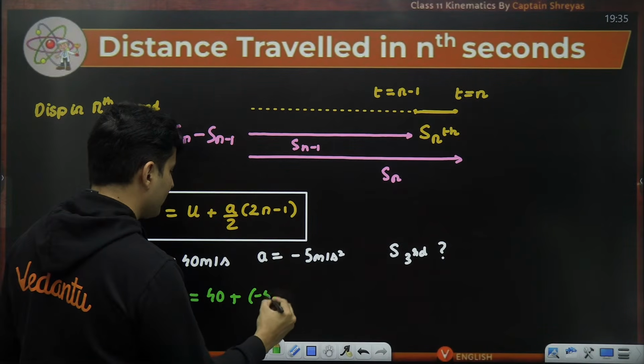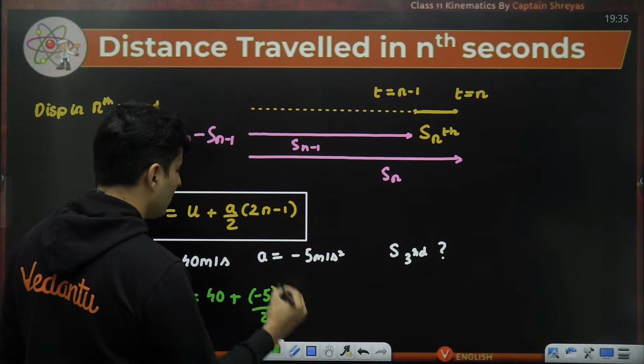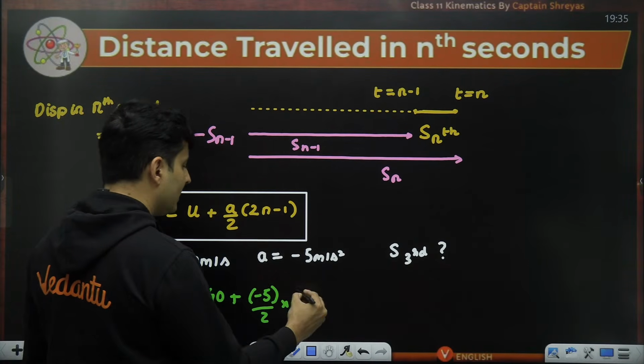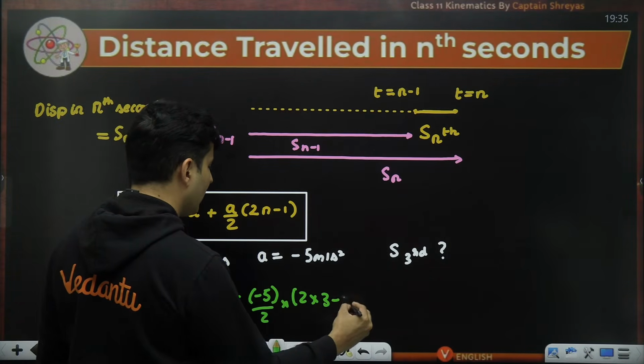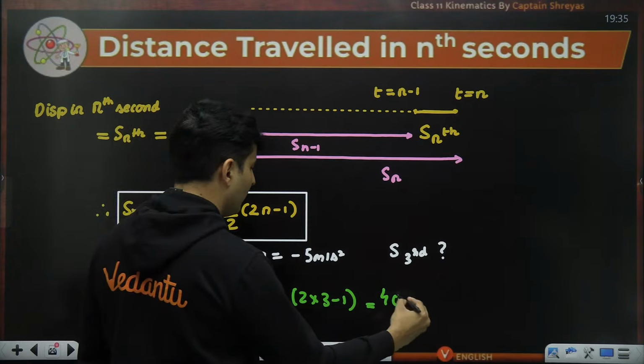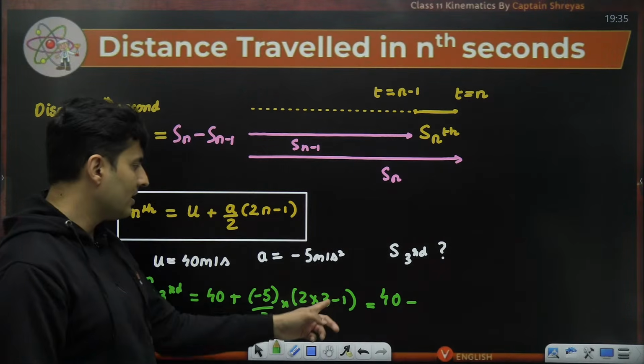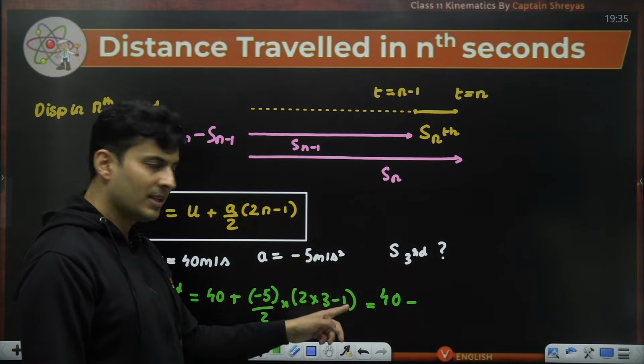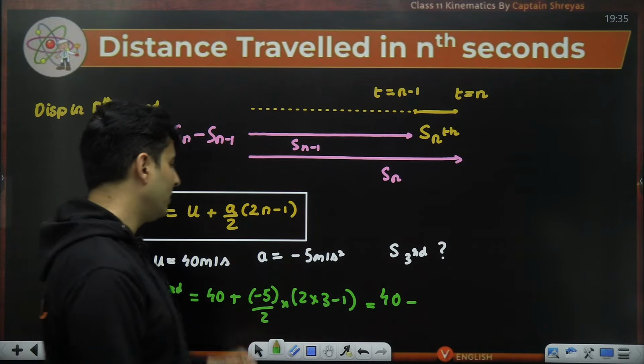Acceleration is minus 5 divided by 2 multiplied by n, which is nothing but 3. So 2 into 3 minus 1. How much will it be? This will be as it is 40, minus 2 3s are 6, 6 minus 1, 6 minus 1 is 5. 5 by 2 will be there.